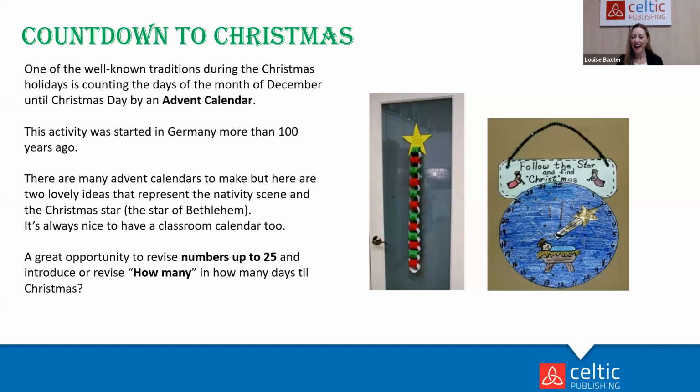So you're looking at the days of December, the 1st, 2nd, 3rd, 4th, 5th. And as this pointer star goes around and reaches 25, then the star will eventually shine above baby Jesus. And the actual message as well, it's really, really lovely. Follow the star and find Christmas.